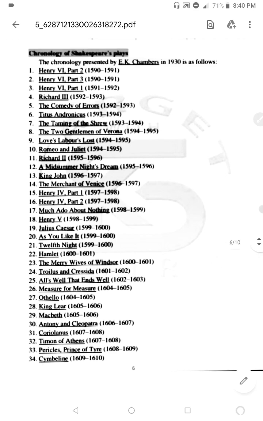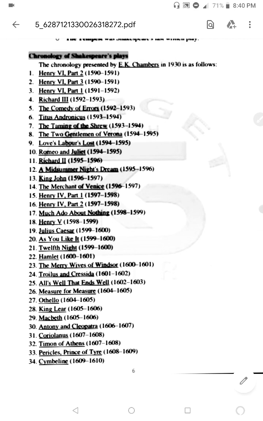Hello everyone. I have already made a video on William Shakespeare. In that video, I discussed his simple, short biography, some of his important works, his different types of folio. There are four types of folio: first, second, third, and fourth folio, and the literary period of William Shakespeare.